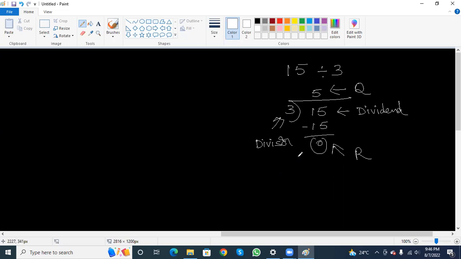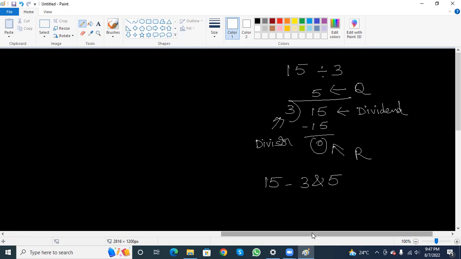That means, whenever you divide a big number with a small number and your remainder is 0, the divisor is a factor of that number. That means 15 has factors 3 and 5. How can we conclude that? Since our remainder is 0, 3 and 5 become the factors of 15.